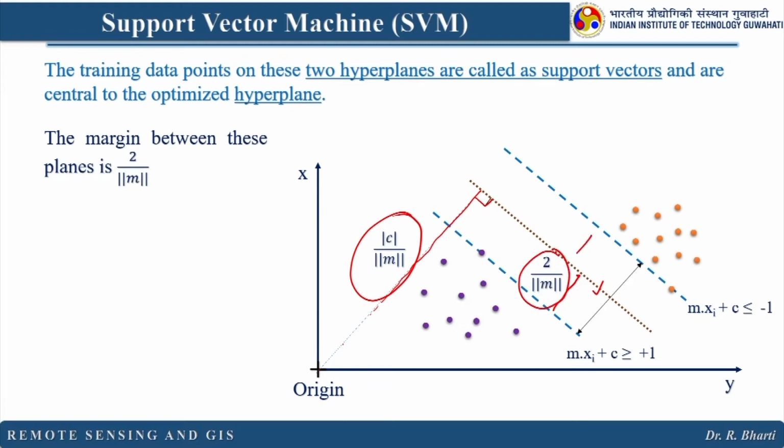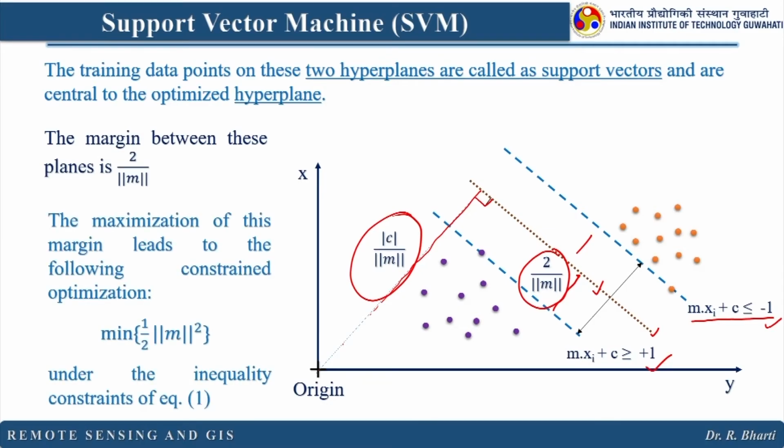Here also you will have the same, and this is the condition for the right hand side of this hyperplane, where yi is minus 1 and here yi is plus 1. The maximization of this margin leads to the following constrained optimization, which is under the inequality constraint of equation 1, the previous one which we arrived at by using yi equal to plus 1 and yi equal to minus 1.